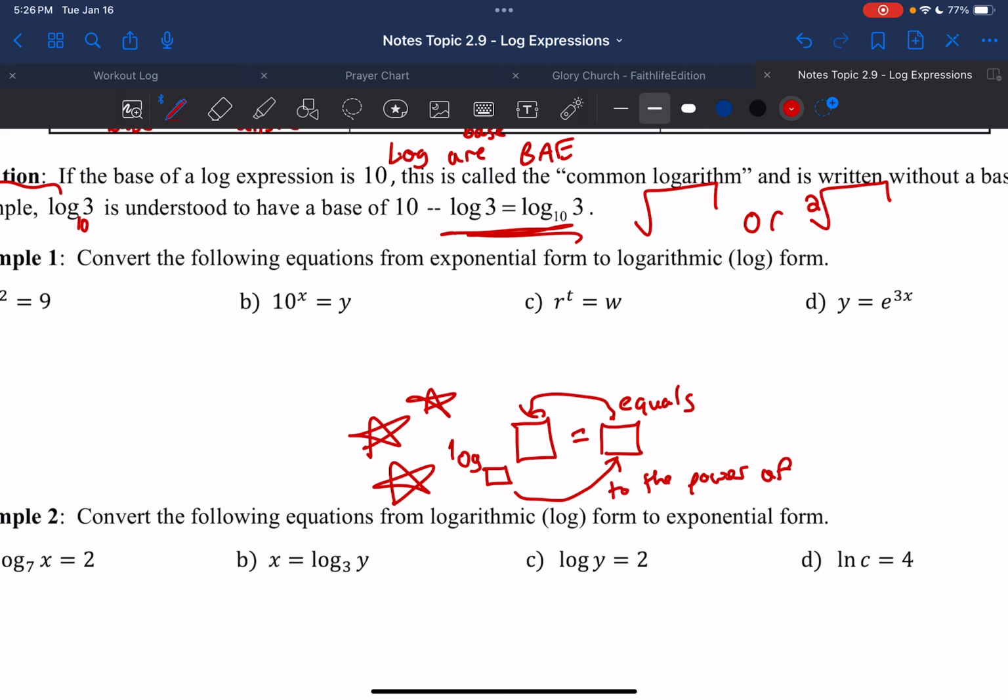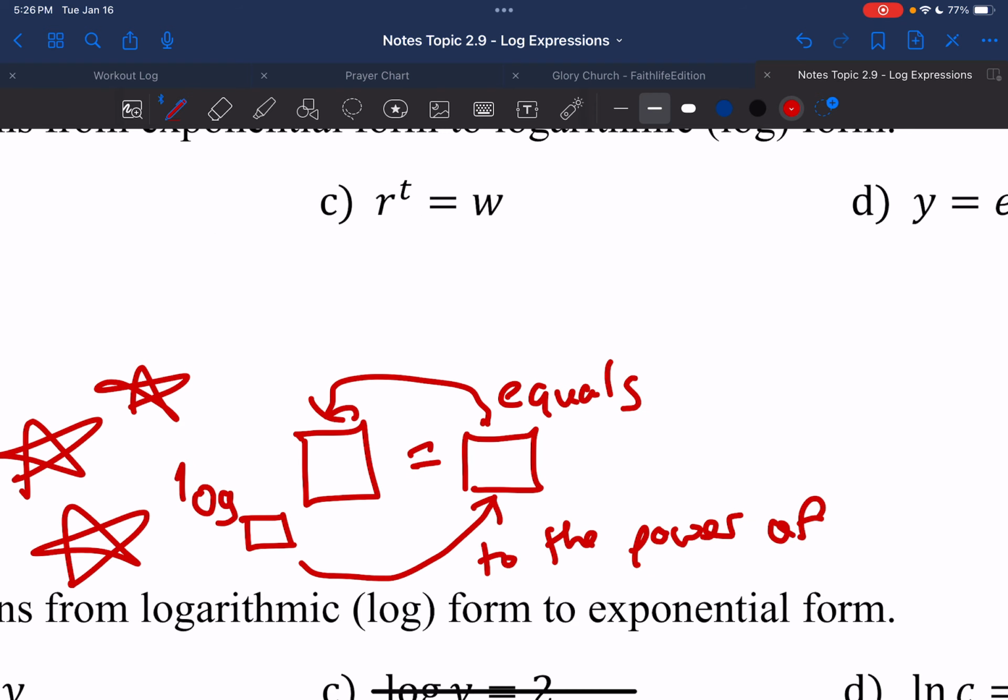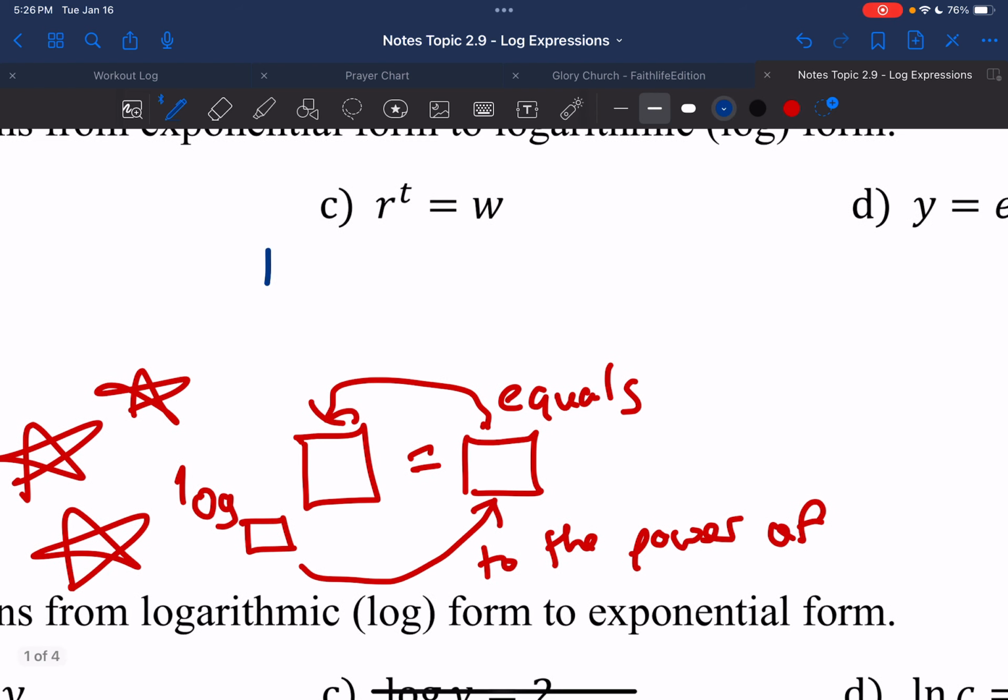My base is to the power of, and it equals something. And this is kind of just how you read your exponents out loud, right? So if I was going to read part C out loud, I would say R to the power of T equals W. Okay, now as I read that out loud, let's fill in what I have.